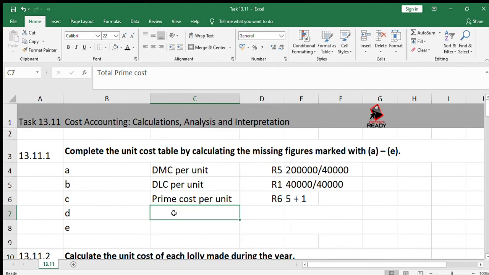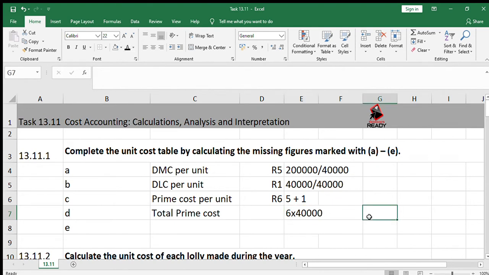D is the total prime cost. For the total prime cost, we can take our answer from here, which is 6 Rand, and multiply it by 40,000 units. Alternatively, you could also just add the total direct material costs plus the total direct labor costs, and you should get the same answer of 240,000.